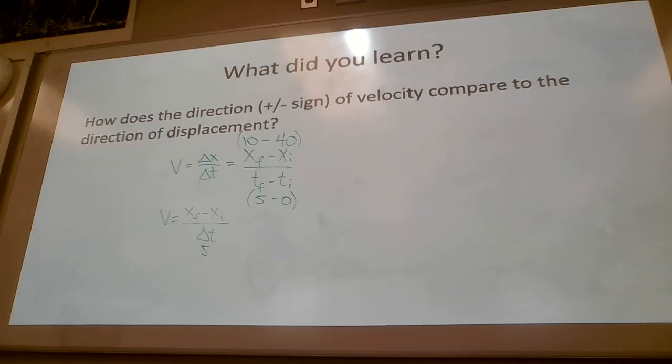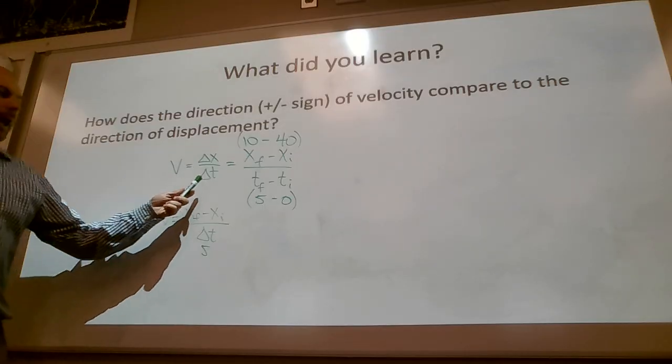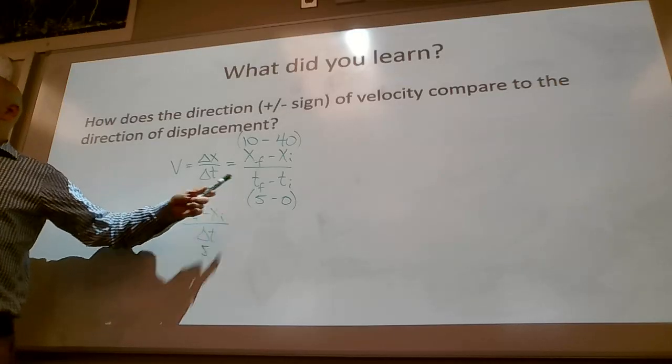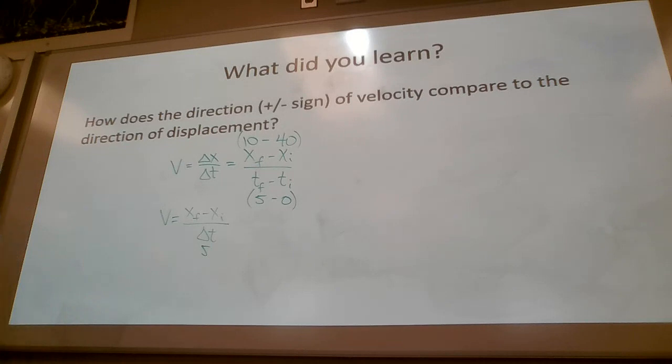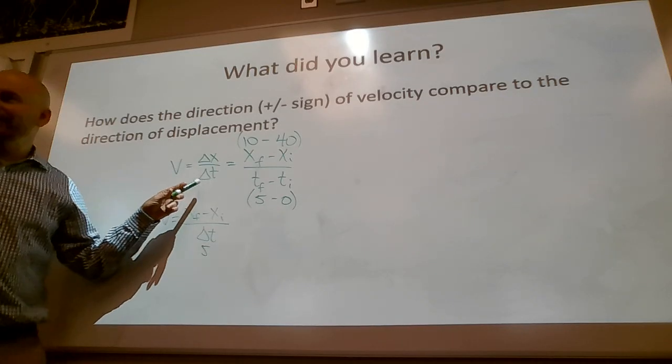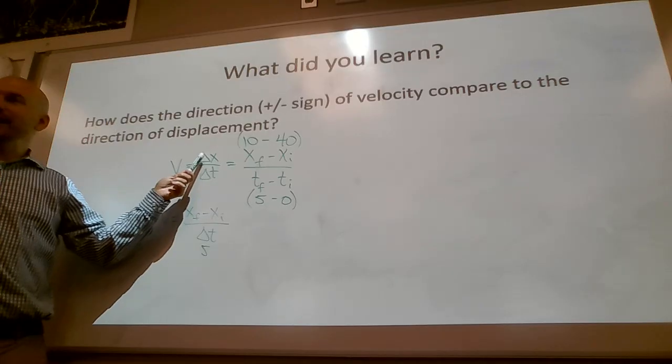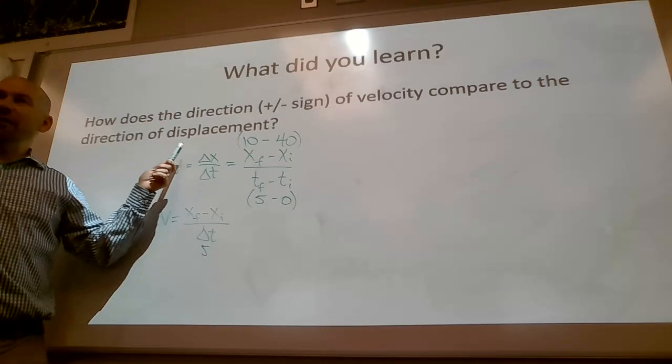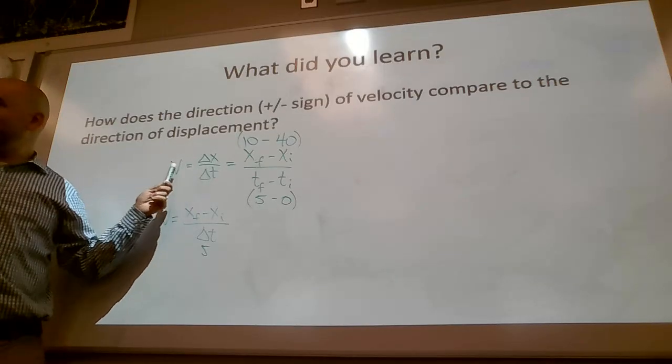Now, how does the sign or the direction of velocity compare to displacement? What would have to be true for delta t to be negative? You would have to go back in time. Guess what's not going to happen in this class? We are not time traveling. Okay. So delta t will always be positive. Therefore, whatever the sign of displacement is, that's always going to be the same sign as velocity. Does that make sense mathematically?